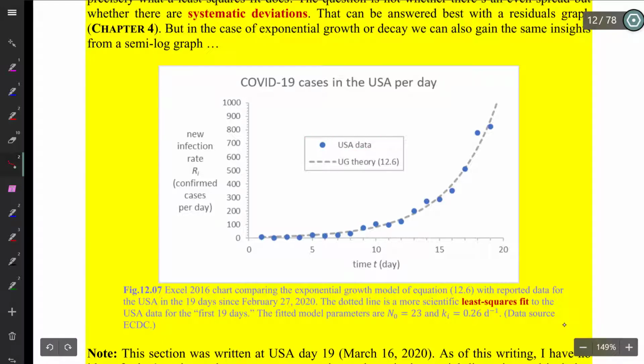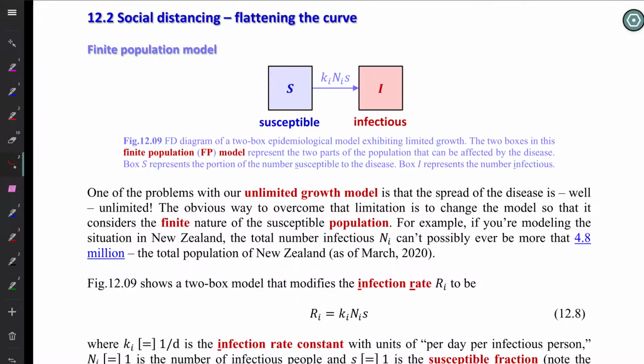So here on the y-axis we have the new infection rate, RI, and that's given as confirmed cases per day, and on the x-axis we have time in days. And as you can see, the unlimited growth model actually does a pretty good job for the first 19 days or so.